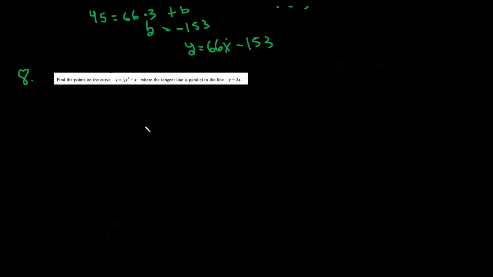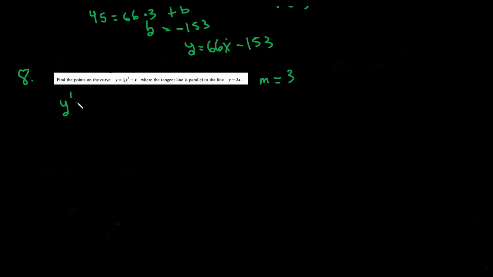Alright guys, so the next question says to find the points on the curve y equals 1/3 x cubed minus x where the tangent line is parallel to the line y equals 3x. So we're finding points where the tangent line is parallel to the line y equals 3x. For two lines to be parallel, their slopes, called slope m, have to be the same. So I can find the slope of the tangent line by taking the derivative of y of x.